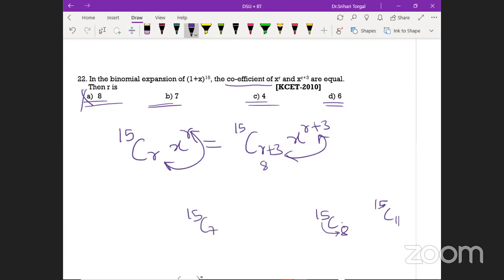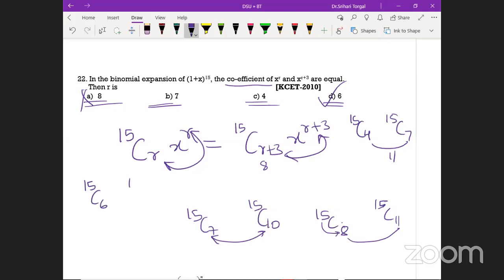15C7, 15C10. These two are equal? No. If you add these two, you must get 15. Then only the answer is right. Here, 15C8 is there. 8 plus 3, 11. 11 plus 8 is not 15. That is why. 15C4 and 15C4 plus 3, 7. If I add it, no. D is the answer. You can check it out. 15C6 is there. 15C9. See here, if you add these two, you will get 15. Right?